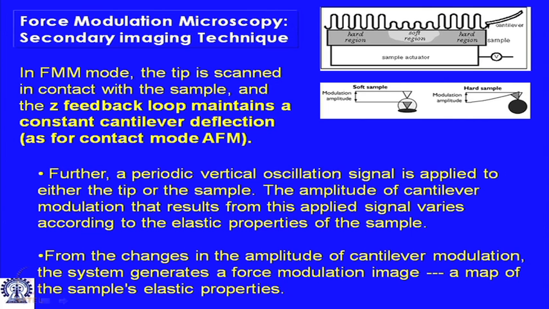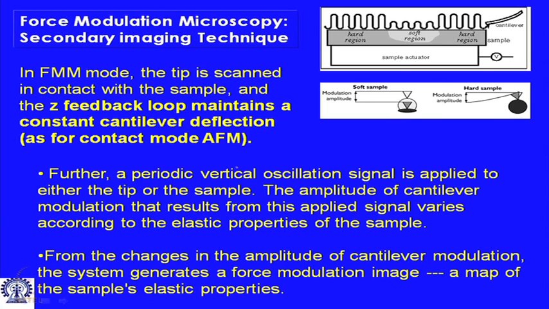The third mode we are going to talk about today is another secondary imaging mode, but this one has to be worked out additionally with some additional fixtures or additional input. It does not really come out free like lateral force microscopy or phase contrast imaging. It is force modulation microscopy. What is done in force modulation mode is essentially a continuation of contact mode. The tip is scanned in contact with the sample, and the Z feedback loop maintains a constant cantilever deflection, as is done in a contact mode AFM.